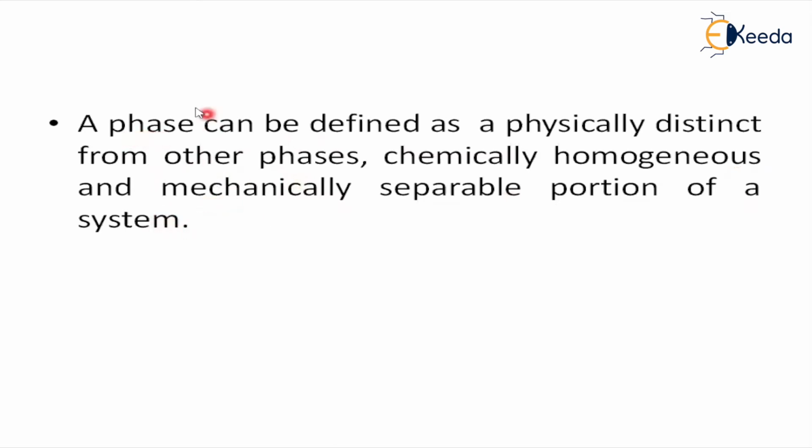If you want to say anything is a phase, it must be physically distinct from other phases. Suppose a liquid is different from a solid, and liquid is different from gas. So like that it is physically distinct from other phases, chemically homogeneous, and with the help of the formula, with the help of atom size, we can distinguish whether it is chemically homogeneous or not, and mechanically separable. With the help of the naked eye, we can say whether it is a separable portion or not. So it is a mechanically separable portion of a system.